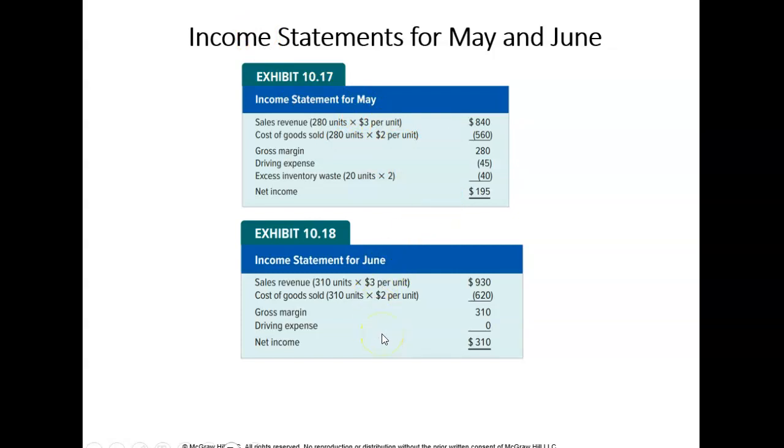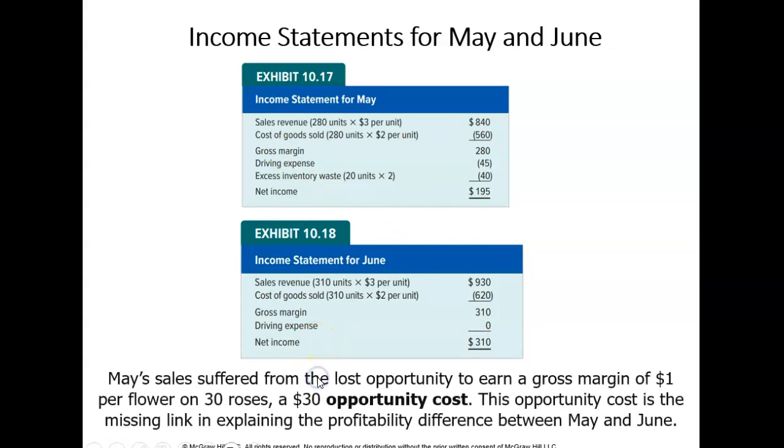But once she implemented the just-in-time inventory system, sales revenue was $930, cost of goods sold was $620. Notice that the product cost is $2 per unit. She sold more units in June. Gross margin was $310, but notice this. Now there's no driving expense nor any excess inventory waste. So net income increased to $310 in June compared to $195 in the month of May.